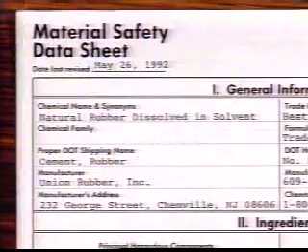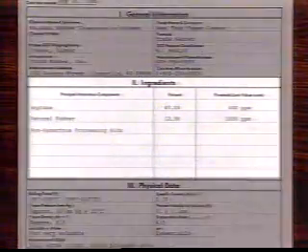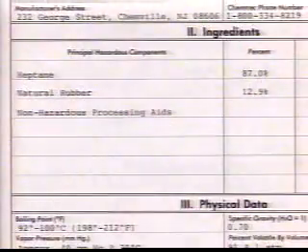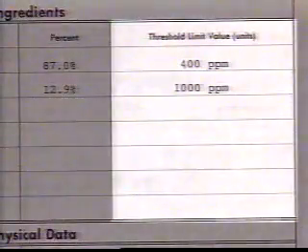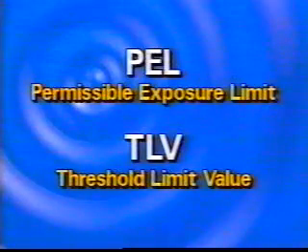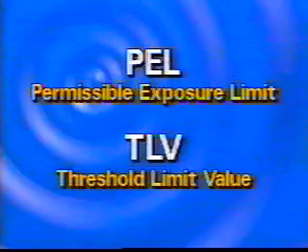The first section of the MSDS supplies the name of the chemical and the name and address of the manufacturer. The next section, usually called hazardous ingredients, lists what's in the chemical that can cause harm. The concentration of the chemical determines how much of a particular chemical you can be safely exposed to. This amount, commonly referred to as PEL, or permissible exposure limit, or TLV, threshold limit value, is given for a typical work shift.